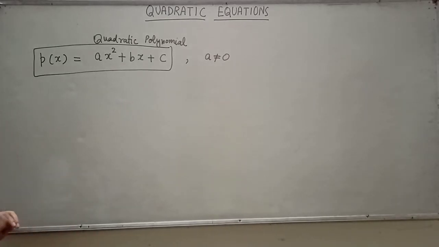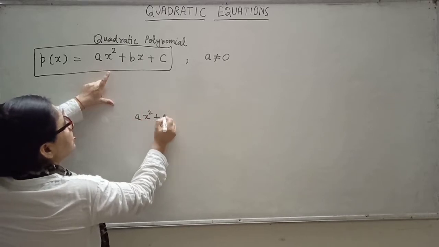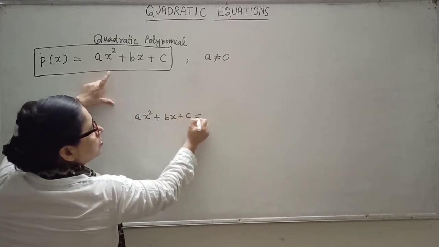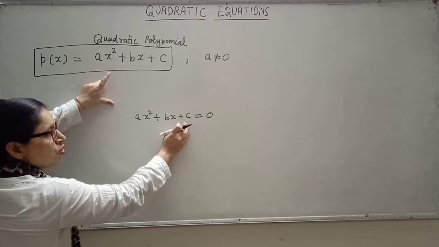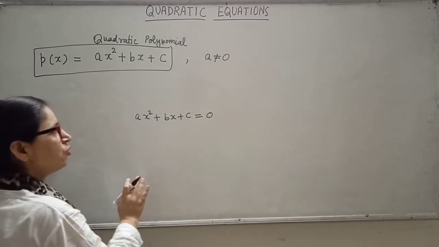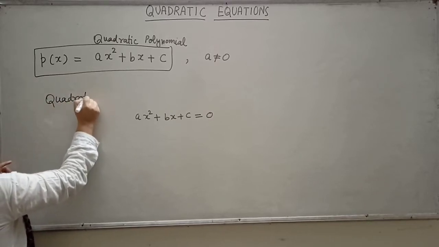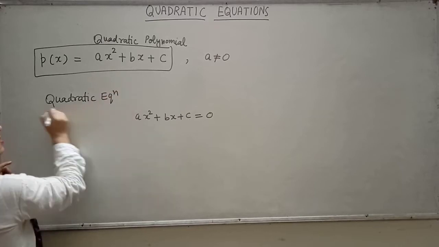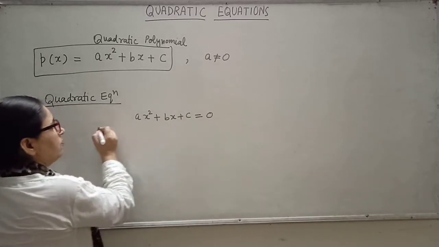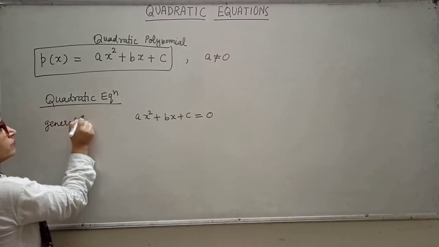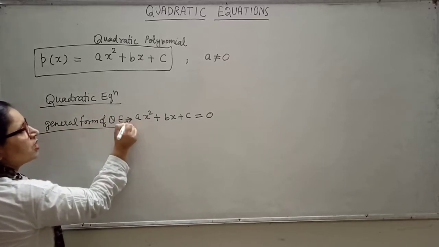Now, if we equate this quadratic polynomial to 0, if we put it equal to 0, then it becomes a quadratic equation. This is a quadratic equation. Now, this is the general form of a quadratic equation.